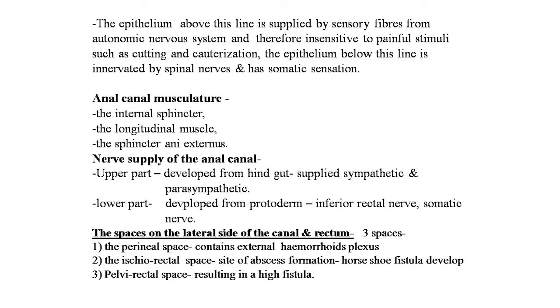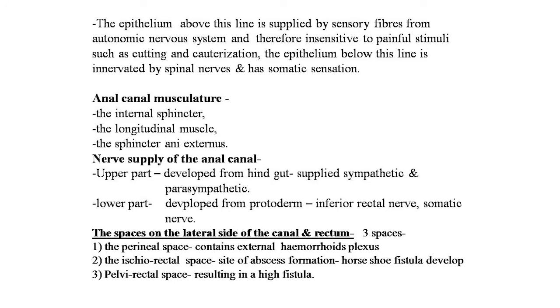On the lateral side of the anal canal and the rectum there are three spaces. One is the perianal space, which contains the external haemorrhoidal plexus. Next is the ischiorectal space, a site of abscess formation and of horseshoe fistula development. Then the pelvirectal space, which results in a high fistula.